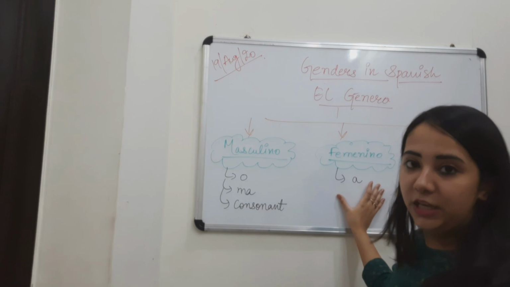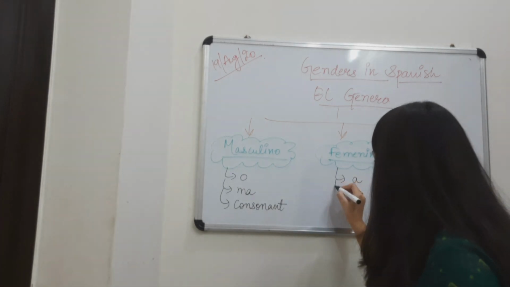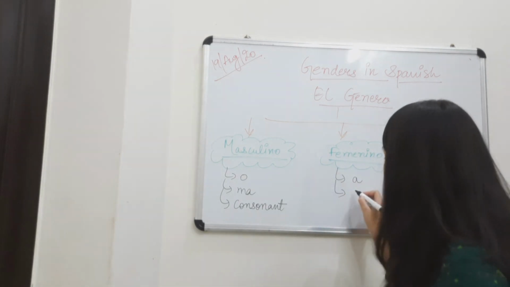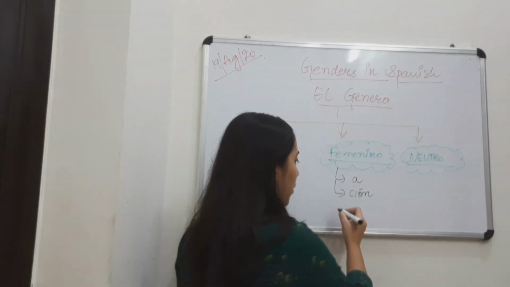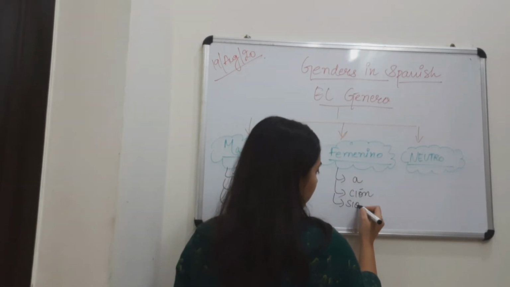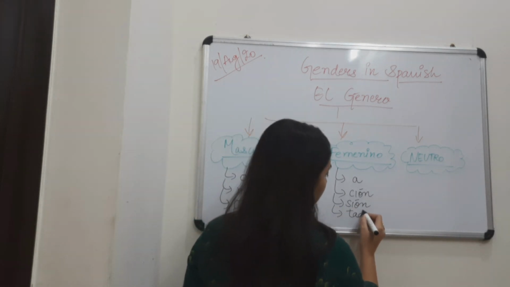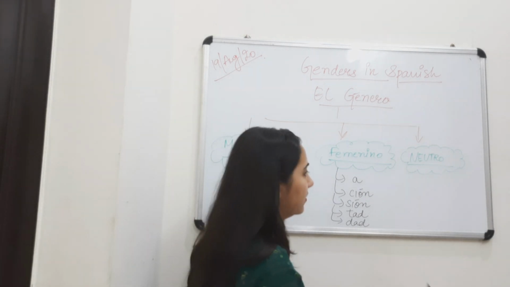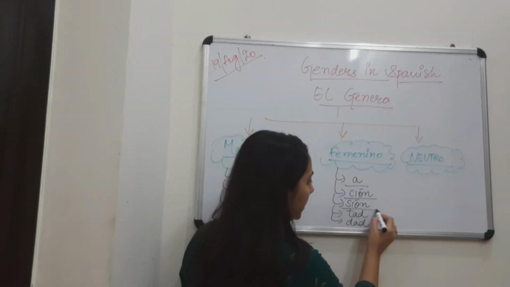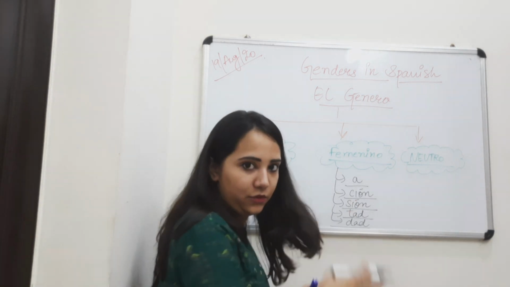Then coming on femenino. Femenino mein first ending is A. Then the other endings are sion, S-I-O-N, tar, dad. Okay, these are the most common endings. A, sion, tar, dad. These are the most common endings for the femenino.